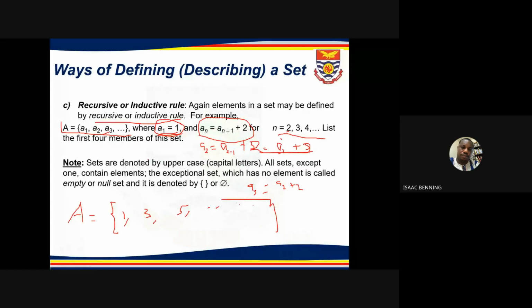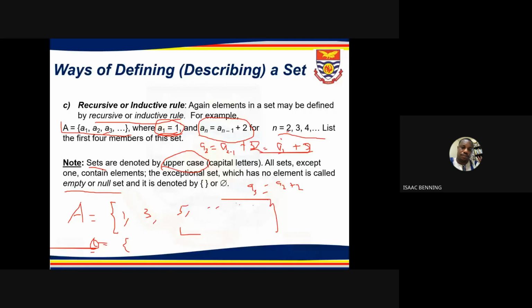And I want you to also know that anytime we are representing a set, you use a capital letter to denote a set. So you can't go and say that small l is a set. No, small letter cannot be. You have to use a capital letter to represent a set. Then also know that all sets except one contain elements.